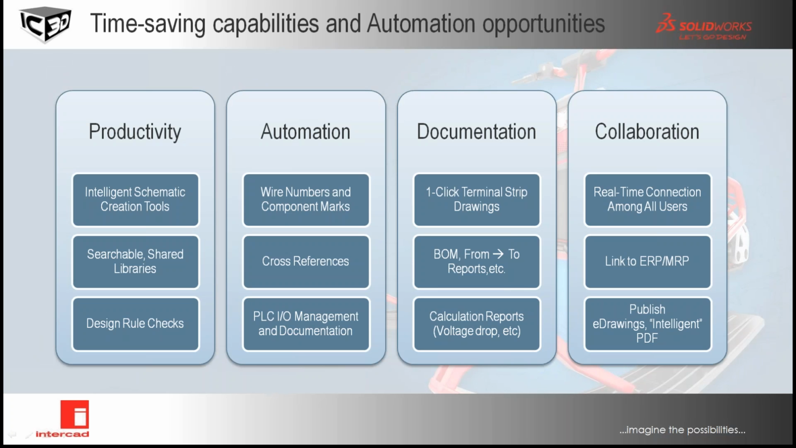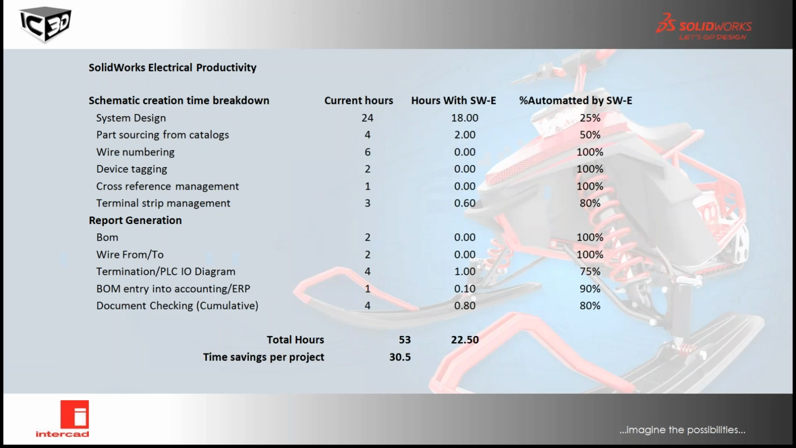Okay, so we saw how we can get productive by using intelligent schematic tools, shared and search libraries. We can automate manual tasks such as wire numbers, component marks, cross-references, PLC IO management, single-click termination diagrams, and bills of materials can be generated from reports, voltage drop, and all the collaboration among the different phases of projects. So in general, if you put some numbers on it, for example, if you overall put about 24 hours into your schematic design, you pretty much spend similar time in SOLIDWORKS Electrical to do the schematics as well.